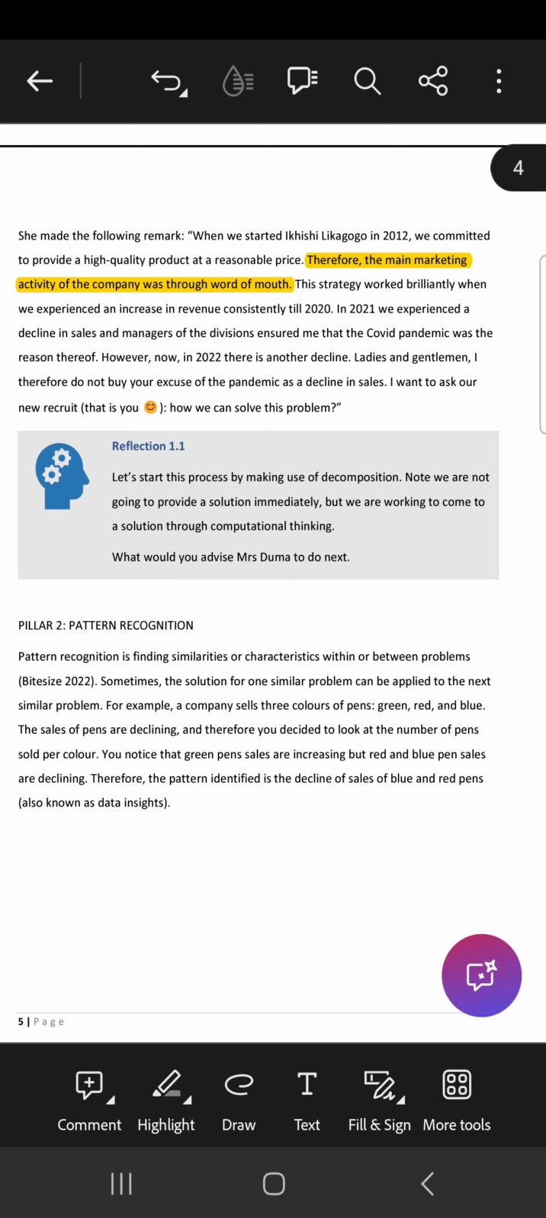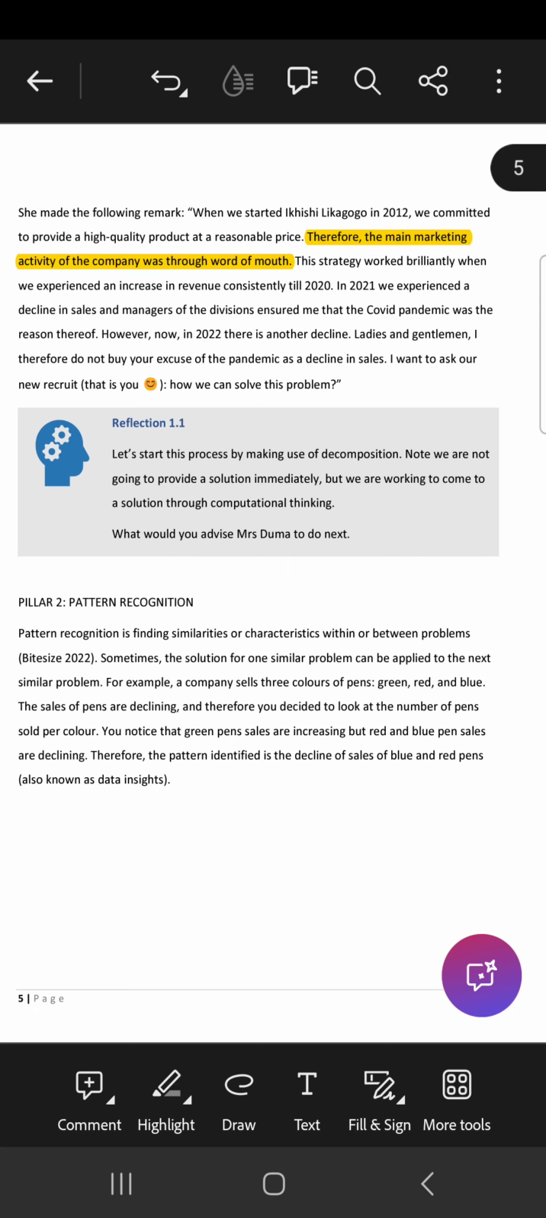And the managers responsible for the respective divisions, their explanation was that no, this is due to COVID. So that's the explanation which was provided by them. But Ms. Duma doesn't buy that, because our revenue figures have still dropped. It's still been on the decline.